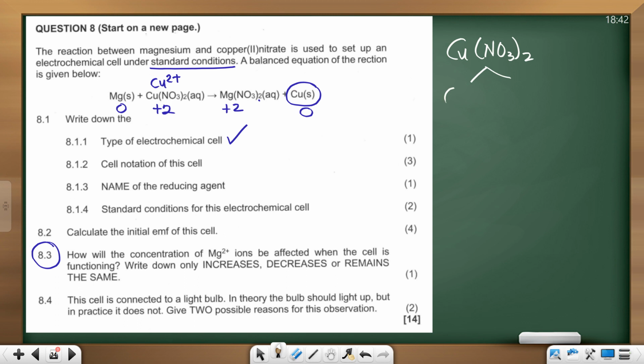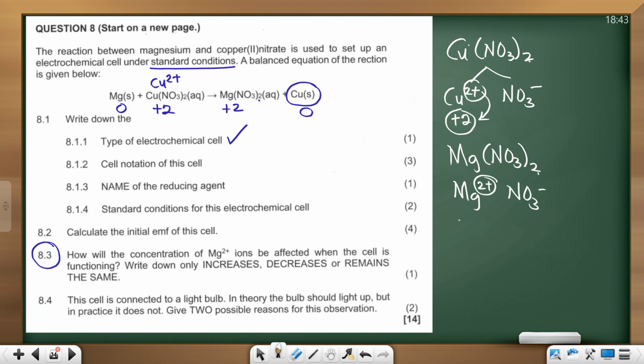NO3 2. Can we break this down into ions? What do you have? NO3 minus. What's the oxidation number? Same thing. Mg, NO3, 2. Break it down. Mg, that 2 goes back to this place. NO3 minus, what's my oxidation? And we know from our definition that an increase in oxidation number is at Mg.